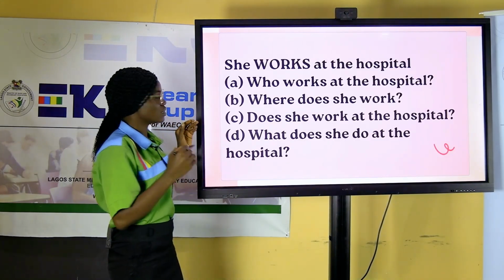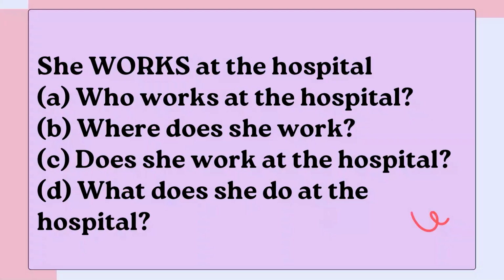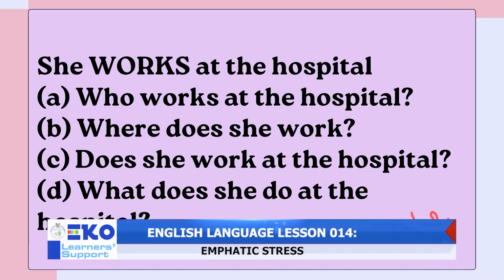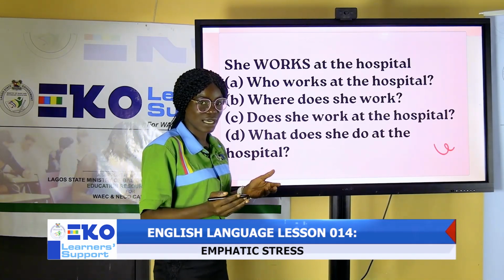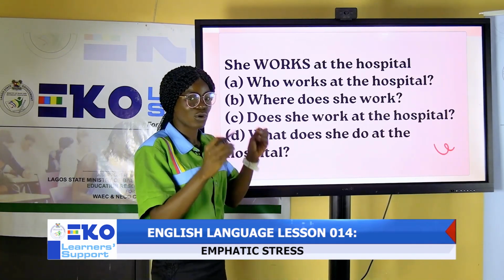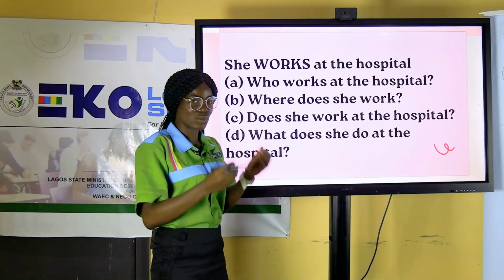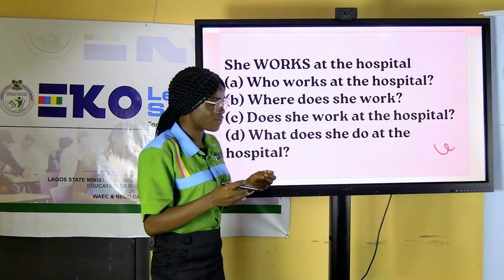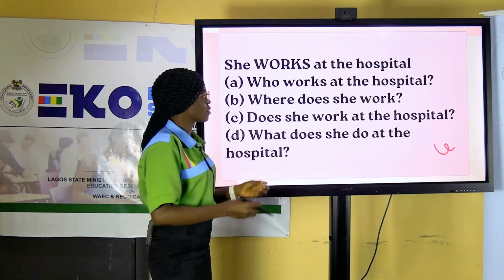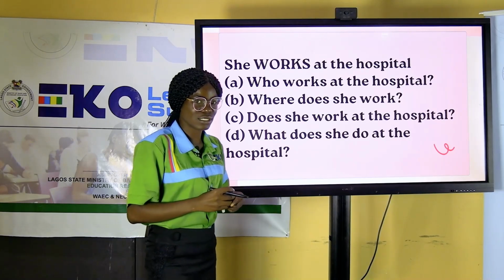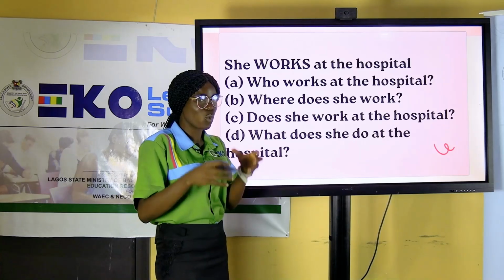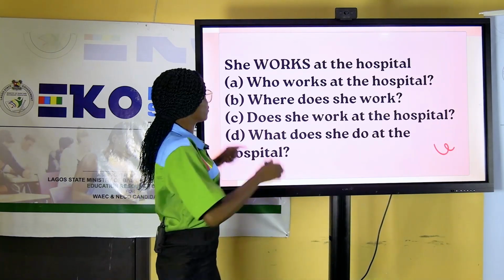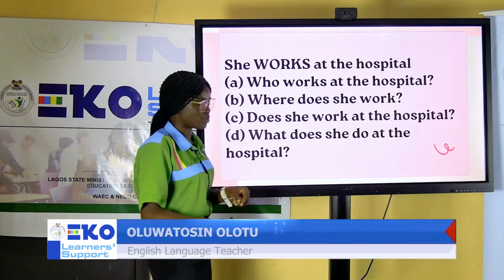Now look at this. She works at the hospital. Where's the emphatic stress? Works, because it is written in capital letters, which means there is emphasis on that particular word. That is why it is called emphatic stress. She works at the hospital. No, she did not play there. She works there. She doesn't cook there. She works there. That is the emphasis. So she works at the hospital.